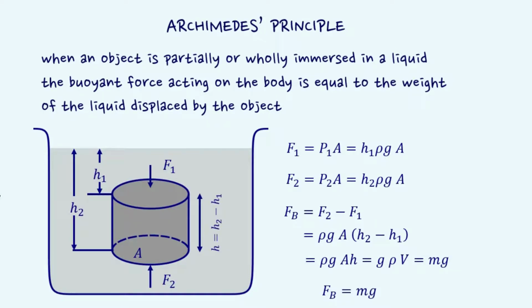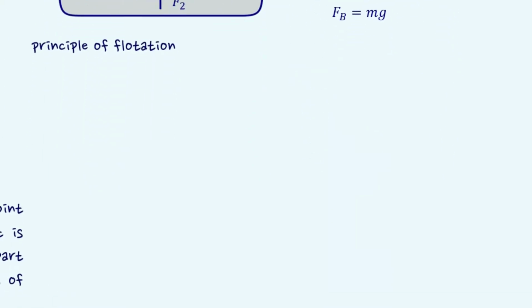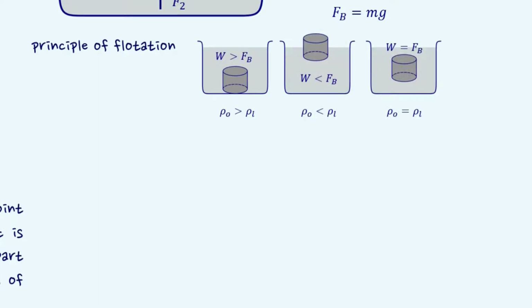Based on buoyant force, it can be found whether an object will float or sink when placed into a liquid. When weight of an object is more than the buoyant force, the object will sink. When weight of an object is less than the buoyant force, the object will float. In case weight of the object is equal to the buoyant force, the object floats within the liquid at any depth below the free surface of the liquid. These three conditions together are termed the principle of flotation.